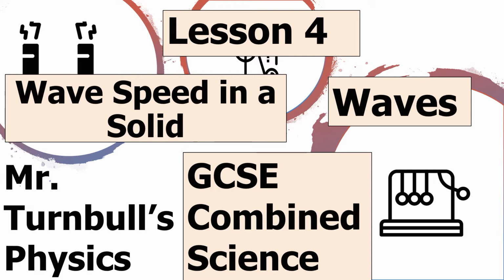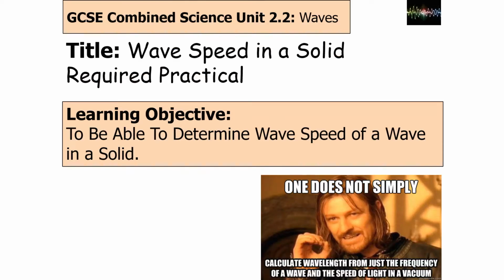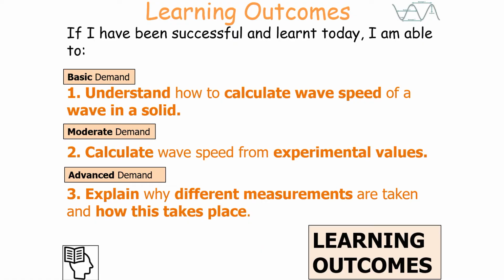So in today's lesson, if we are successful and we learn, we should be able to determine the wave speed of a wave in a solid, which forms part of the required practical you need to know for GCSE AQA Combined Science. So hopefully we should be able to understand how to calculate wave speed of a wave in a solid, calculate wave speed from experimental values, and explain why different measurements are taken and how this takes place in an investigation.